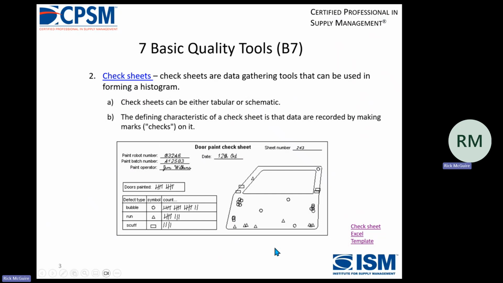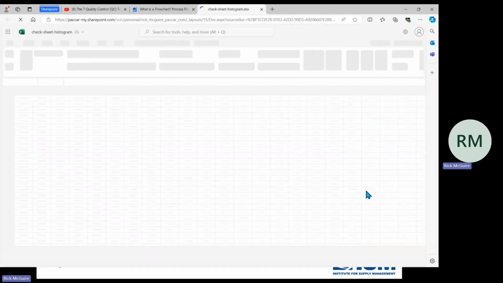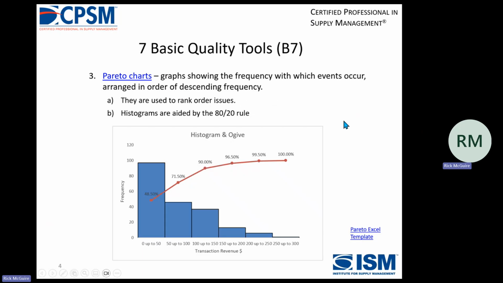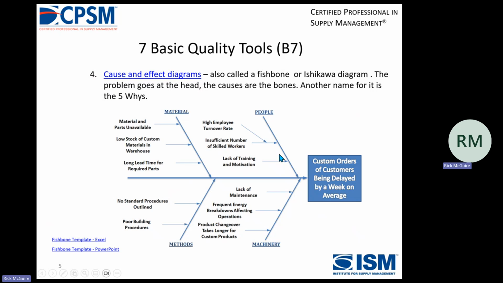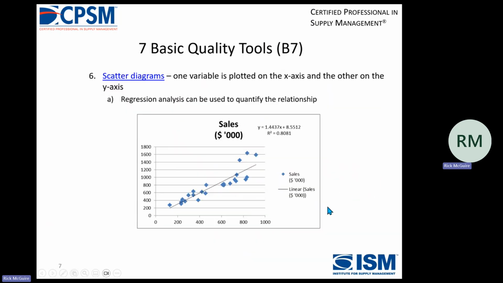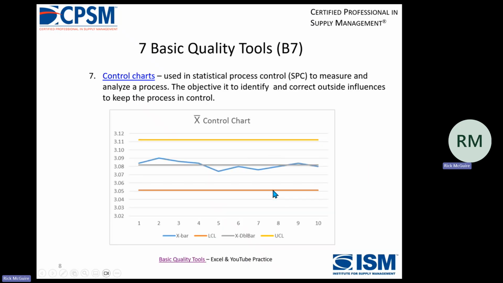Check sheets, ASQ, and here's an example check sheet, which looks like that. And Pareto, there's a template for Pareto. And then cause and effect diagrams or fishbone diagrams. And here's one that people often use. And I'll connect that up later. PowerPoint and Excel. And histograms. And then scatter diagrams. And finally, X bar and R charts.